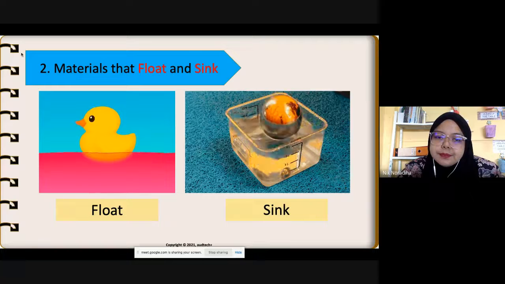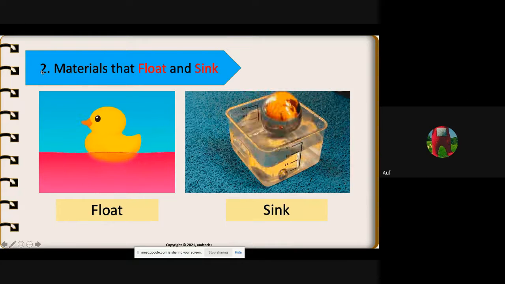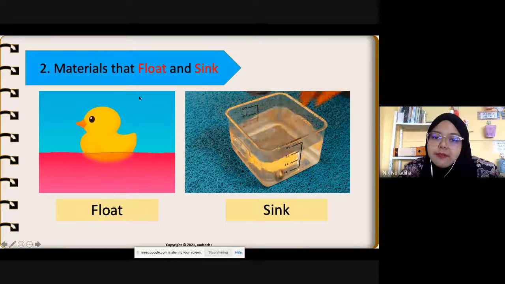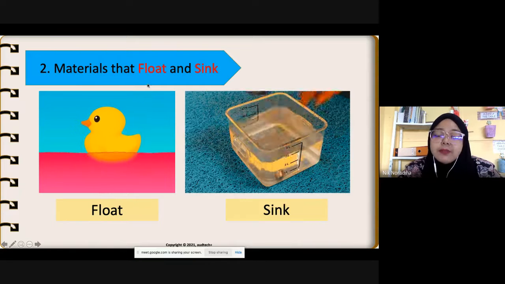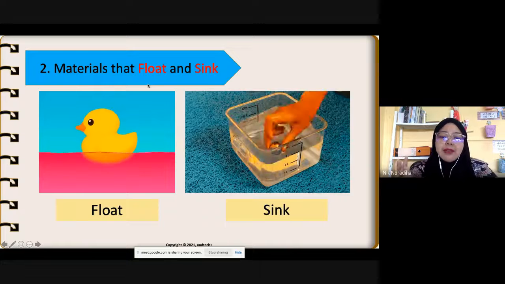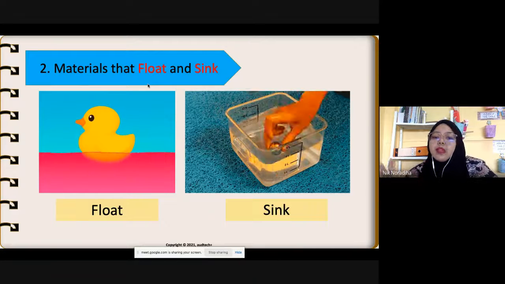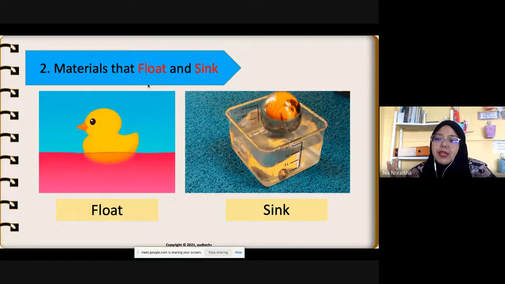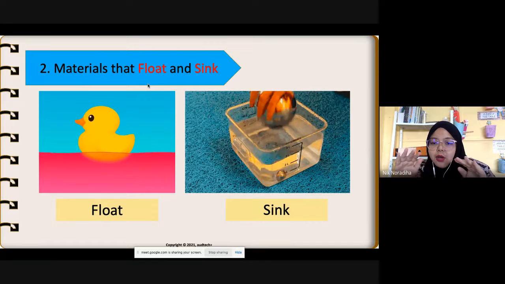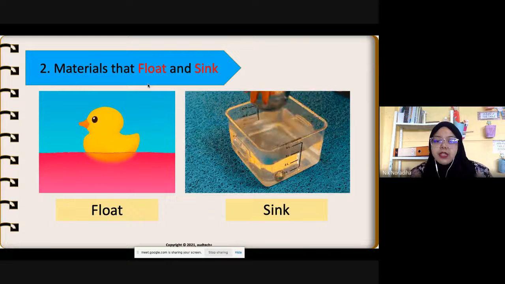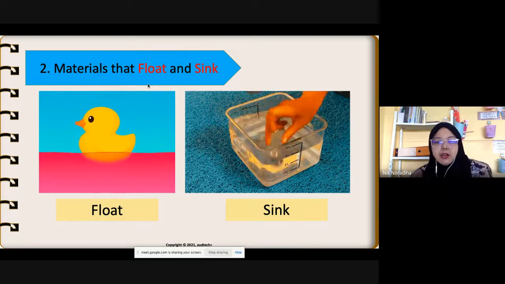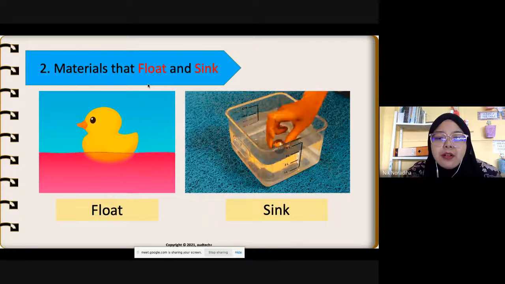Materials that float and sink. So if that object can float, it will stay on the surface of water or at the bottom of the container? Surface of water. Thank you, Auf. Well done. Okay, so float and sink.